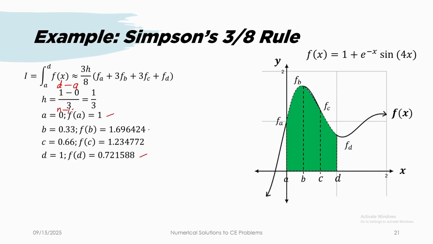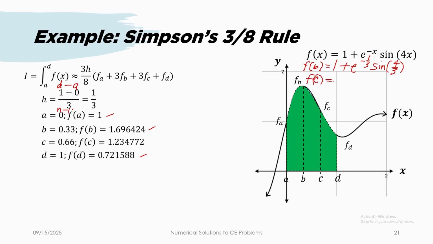At B, we just plug in. At B, 1 plus e raised to negative 1/3 sine 4/3. That would lead us to a value of 1.696424. For f of c, it's the same process.